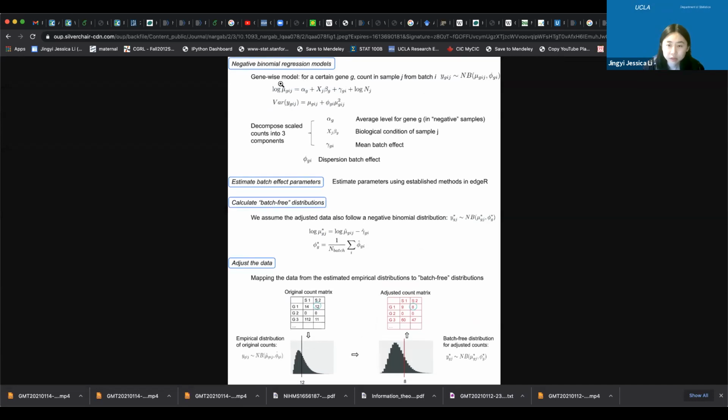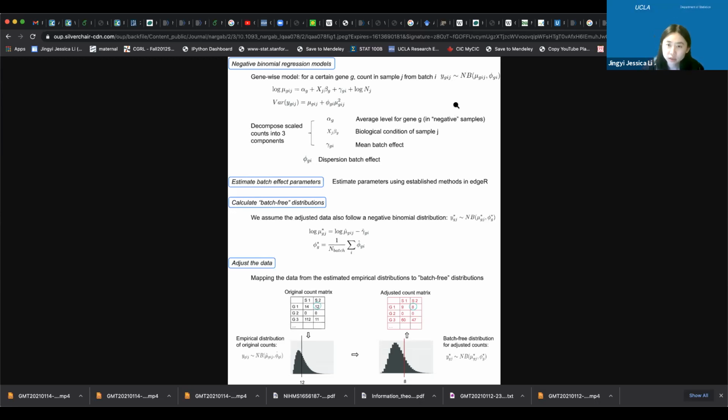Okay, so in their notation, they use Y_gij to denote the expression level of gene g in sample j from batch i. So you know the sample index here is nested under the batch index i. For example, let's think about single cell data. Then batch i is the ith experiment, and sample j would be the jth cell in that batch.